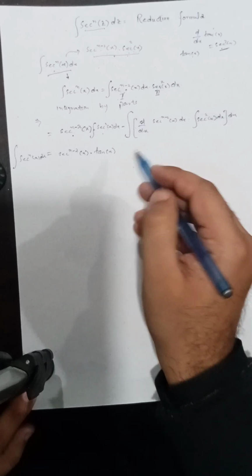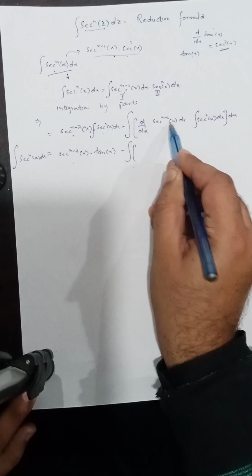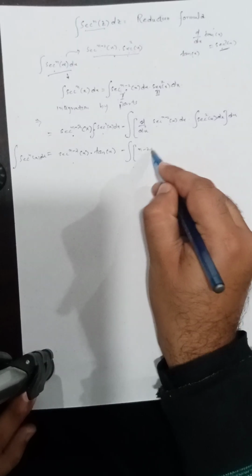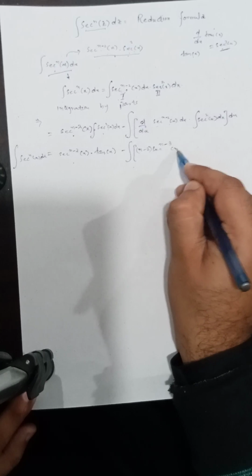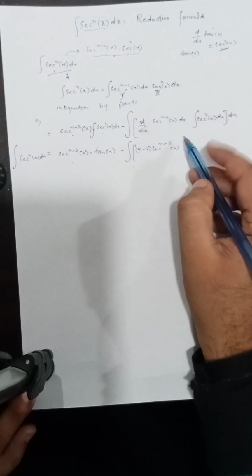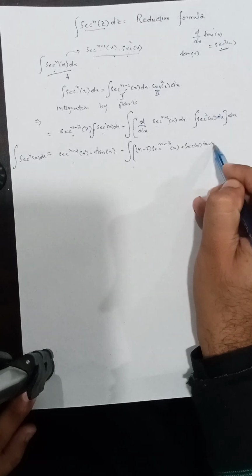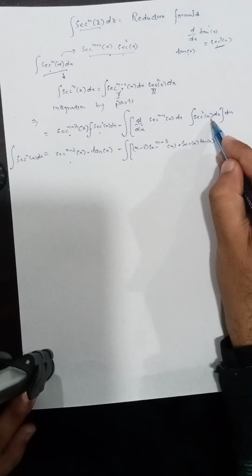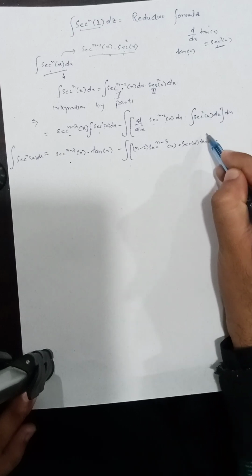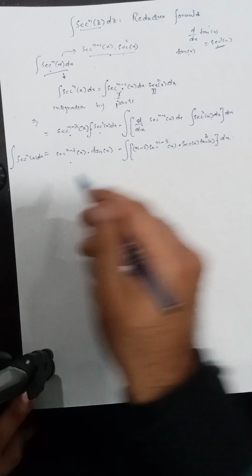So first function times the integral of the second function, minus the whole integral of the derivative of the first function. The derivative is very easy: n minus 2 times secant of n minus 3 of x, and again the derivative of secant x, which is secant x tangent x, and the integral of secant square of x is tangent of x, which is multiplied with this tangent of x, it becomes tangent square of x with respect to x.